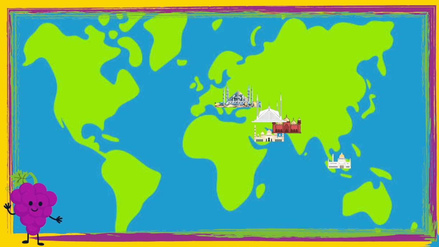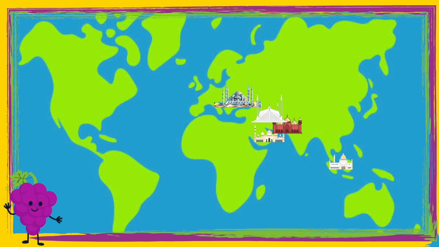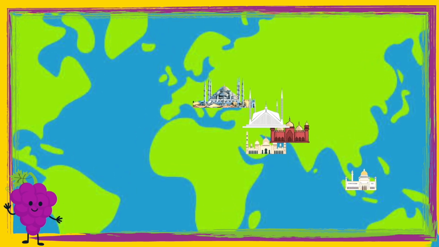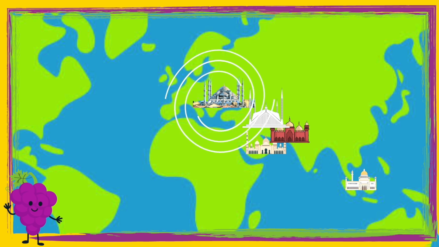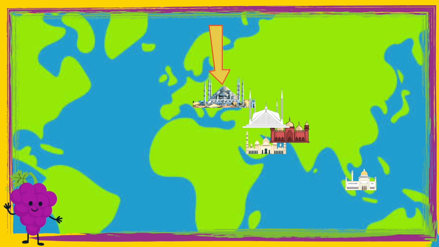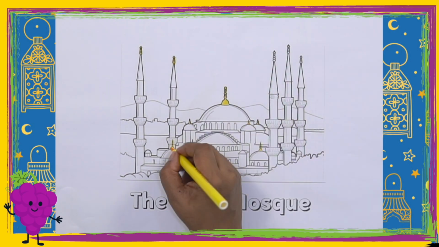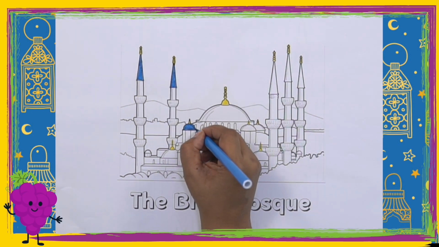Let's zoom in the map. Do you know which one is the blue mosque? There it is. Let's color it. Let's start with coloring the blue mosque. This is the blue mosque.